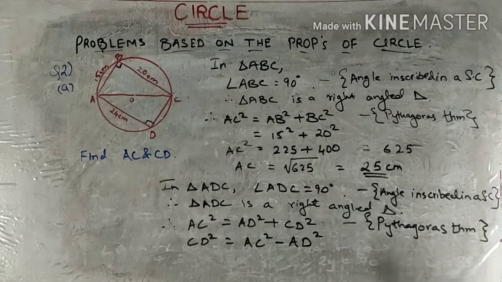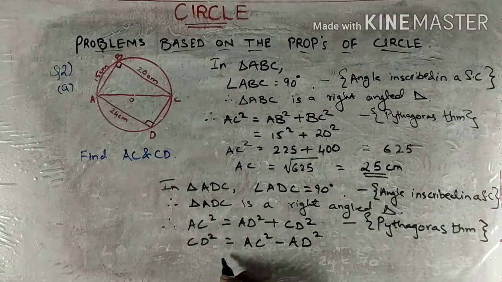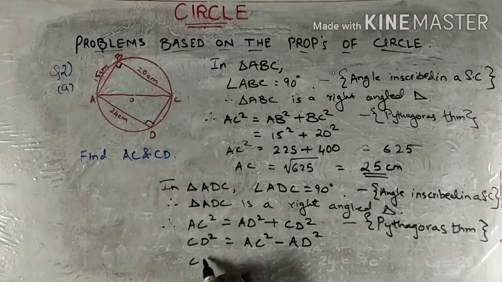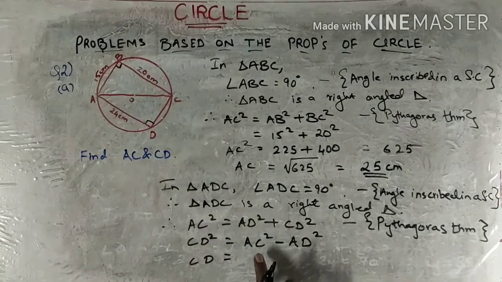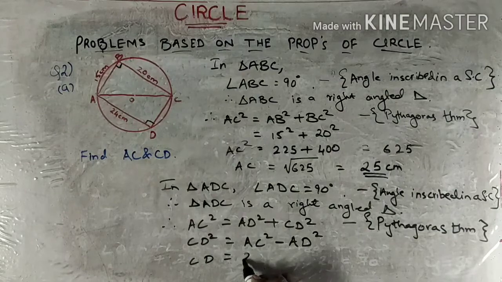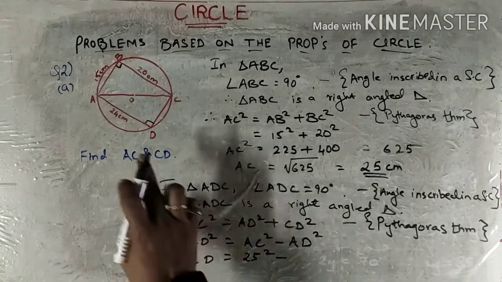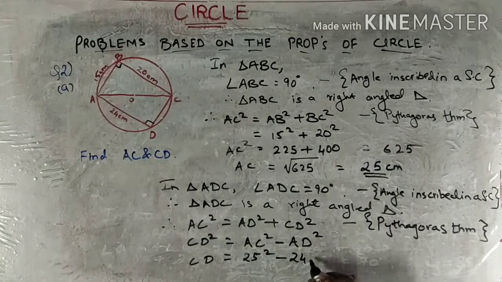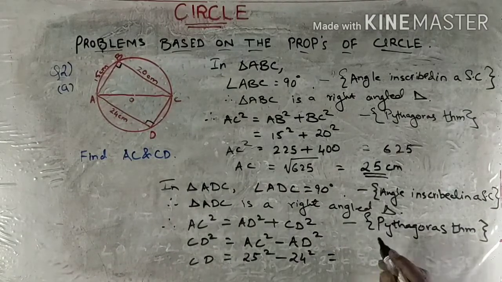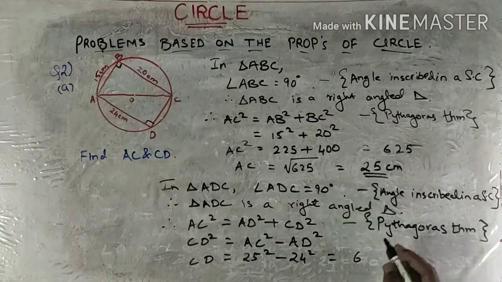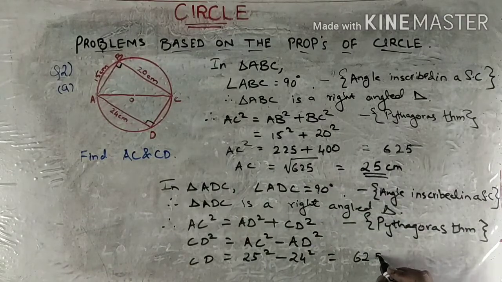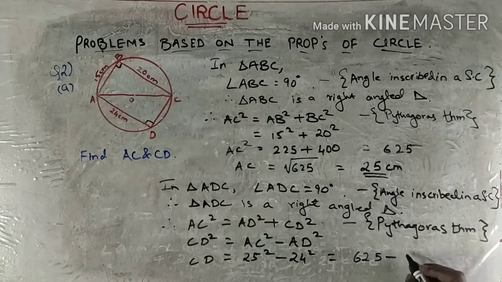Now what will be CD then? Substitute the values of AC square and AD square. What is AC? 25 square minus AD square is 24 square. Again very familiar numbers. 25 square is 625. We can reverse this process. Minus 24 square is 576.